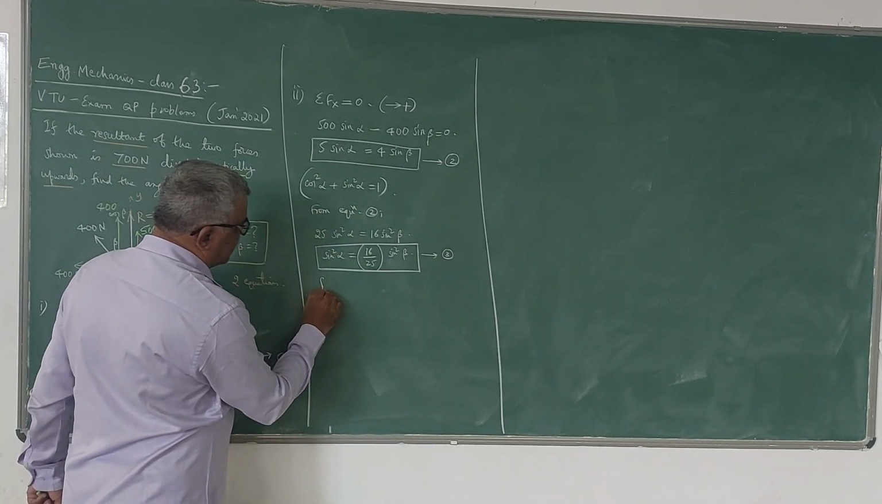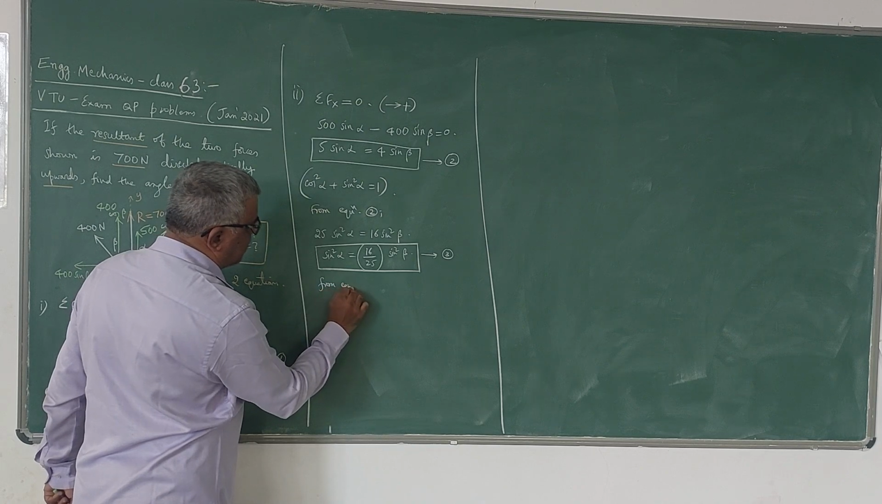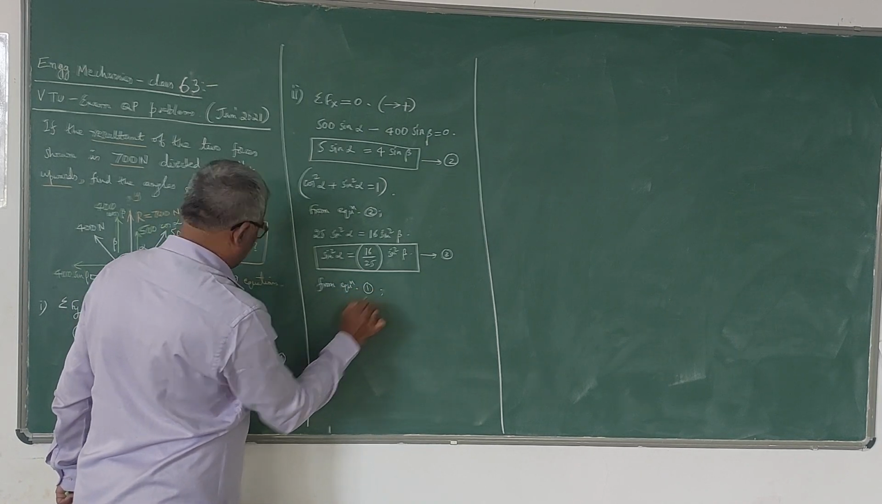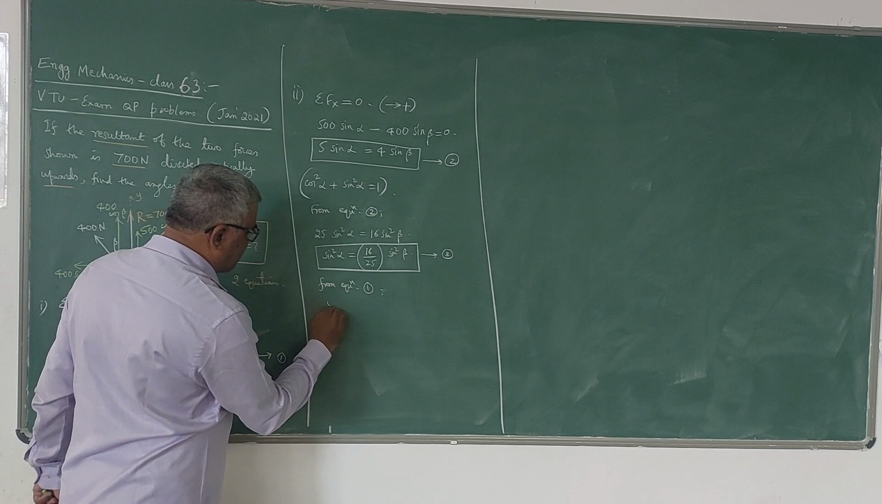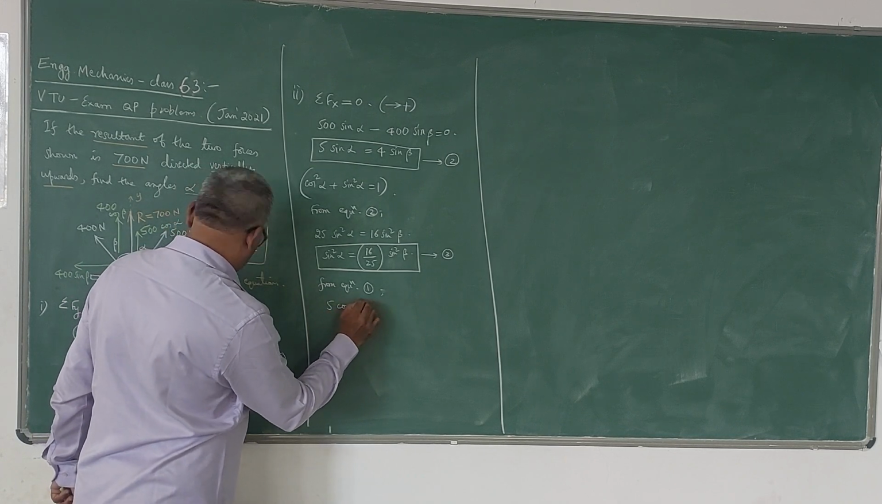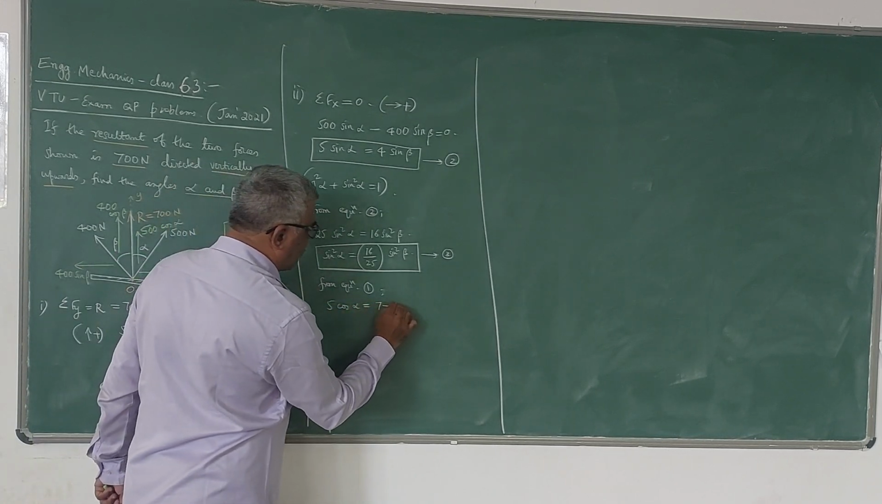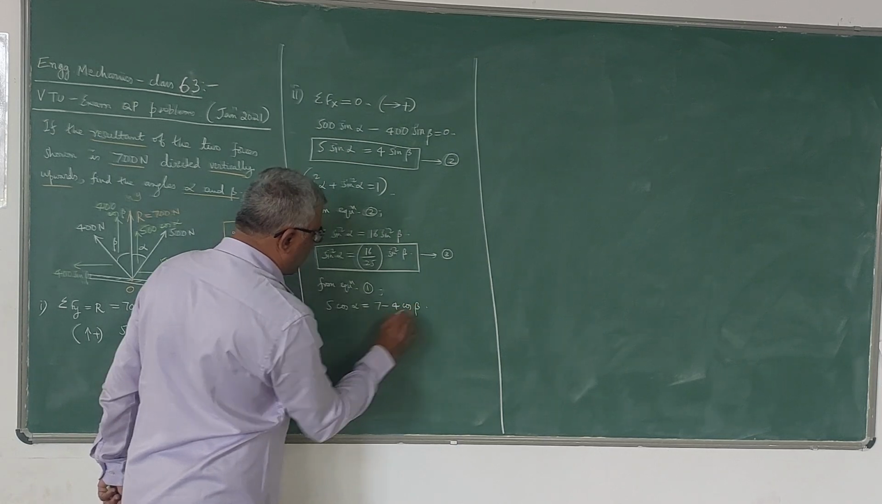Consider equation 1 now. From equation 1, 5 cos alpha is equal to 7 minus 4 cos beta. Now I will square both sides.